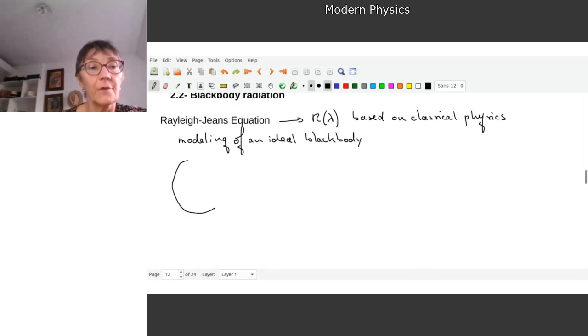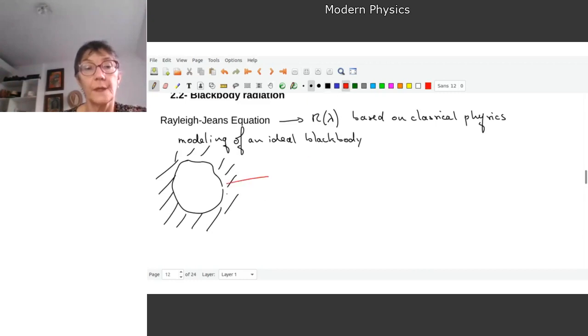Let me put here, you have a cavity. It doesn't depend on the shape of the cavity. And so you have some very small hole in this cavity. This is an empty cavity, so you have some material here, and here this is empty. And so you will have light incident on this cavity. Part of this light will enter the cavity, and it will be absorbed by the walls of the cavity.